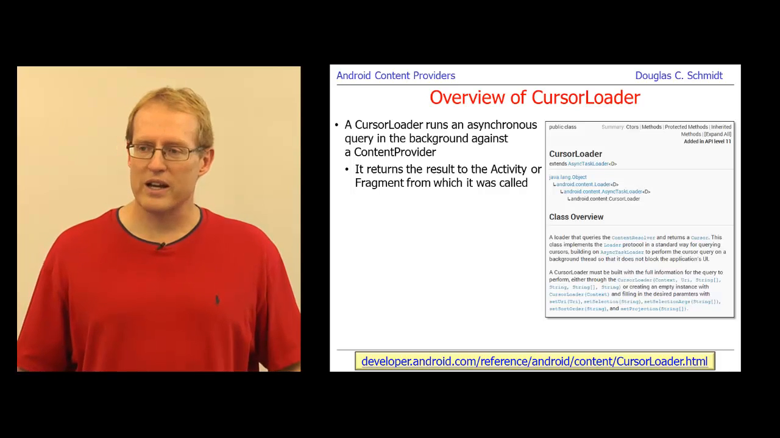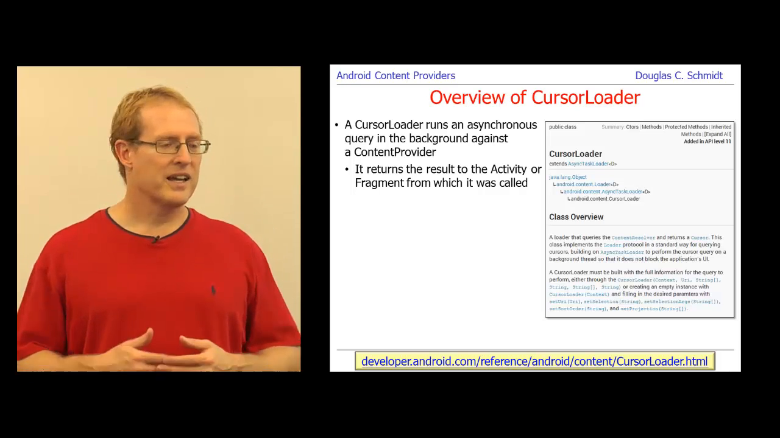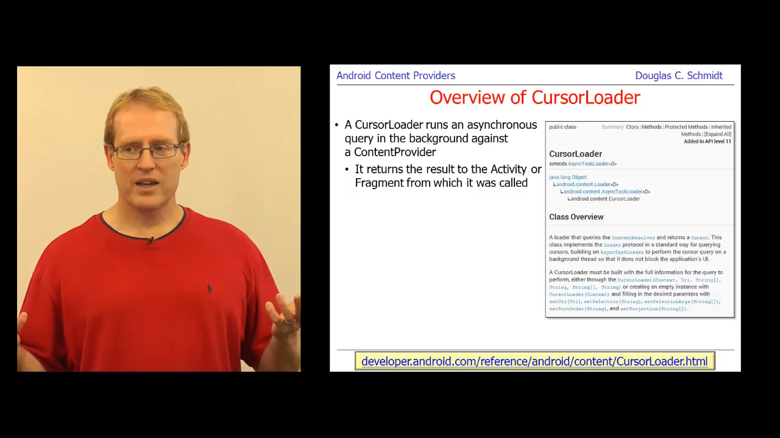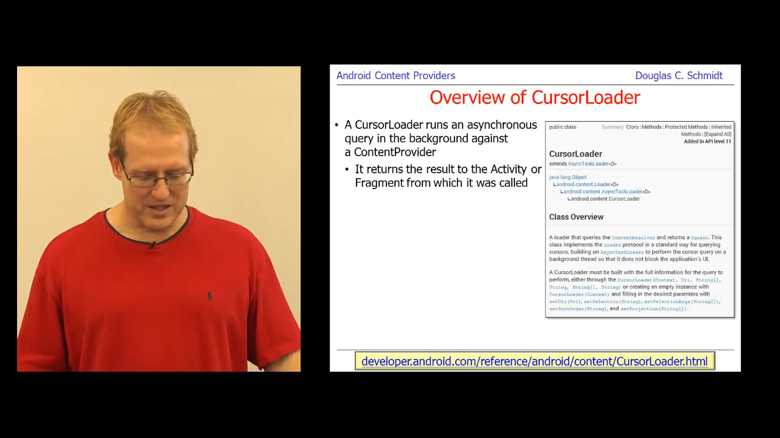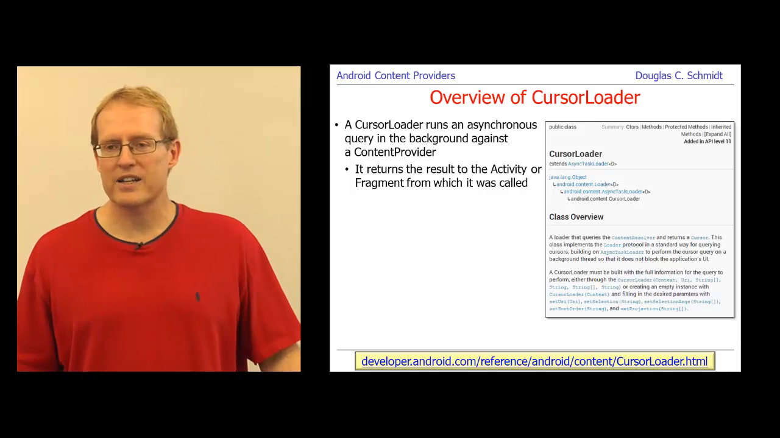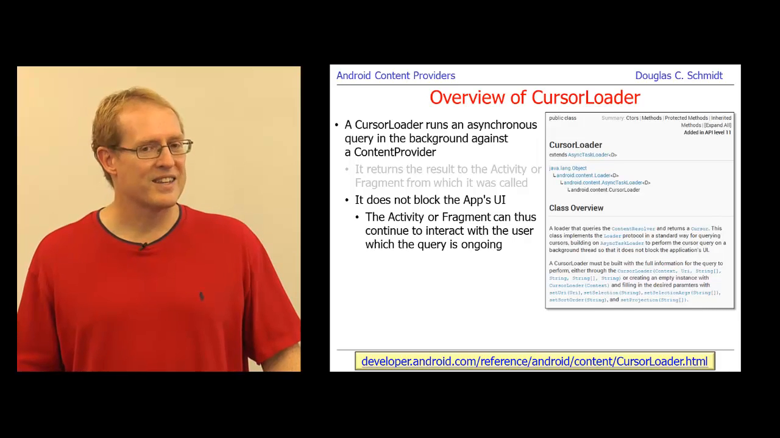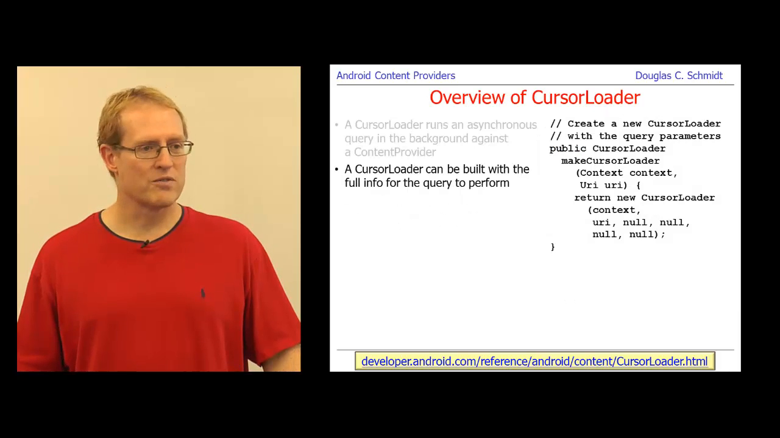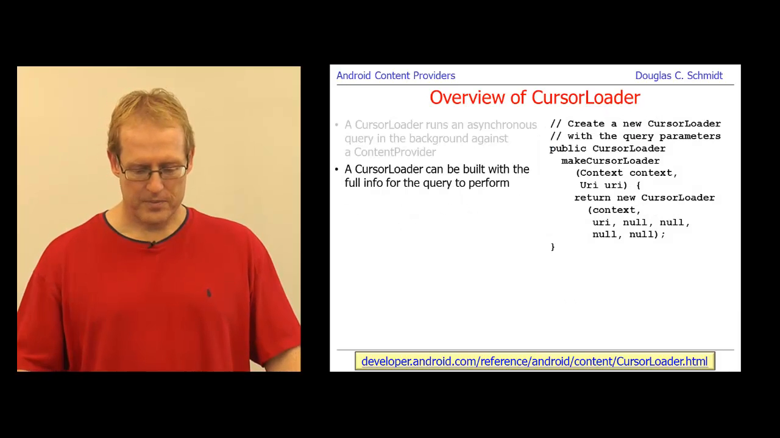Or you can create a cursor loader with just a context, and populate the various fields you care about one at a time by invoking helper methods like the set URI method and so on. Basically, it's the same difference. In practice, you're probably well advised to hide this kind of detail behind a factory method anyway, like we're doing here, so that the bulk of your code is isolated and shielded from these kinds of lower level decisions.